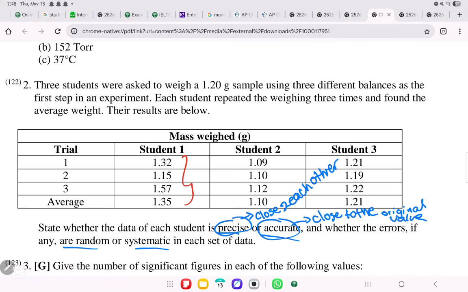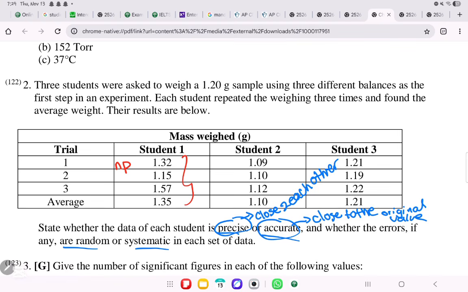So, first of all, we need to say precise. We look at precise. We have 1.32, 1.15, 1.57. They're all far from each other. So, we say that student 1 is not precise. So, I'm going to write NP, which means not precise.